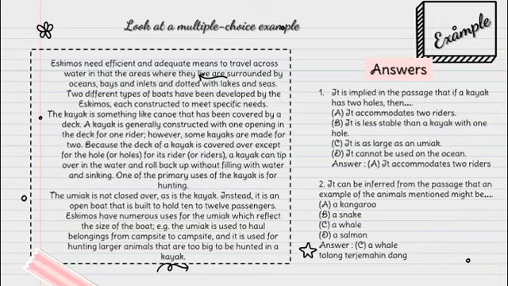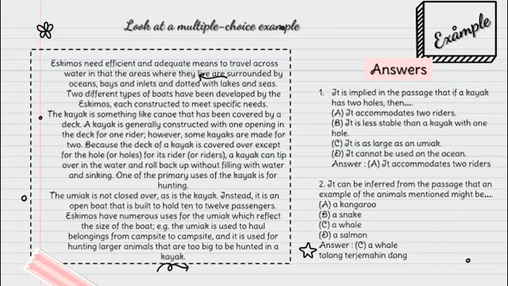One of the primary uses of the kayak is for hunting. The umiak is not closed over, as is the kayak. Instead, it is an open boat that is built to hold 10 to 12 passengers. Eskimos have numerous uses for the umiak, which reflect the size of the boat. For example, the umiak is used to haul belongings from campsite to campsite, and it is used for hunting larger animals that are too big to be hunted in a kayak.